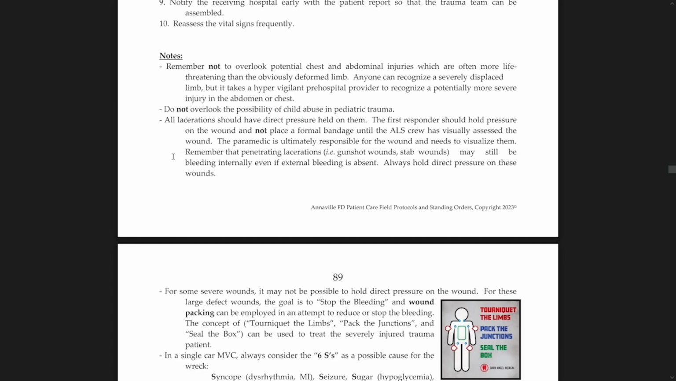The first responder should hold pressure onto the wound and not place a formal bandage until the ALS crew has visually assessed the wound. The paramedic is ultimately responsible for the wound and needs to visualize them. Remember that penetrating lacerations, i.e. gunshot wounds and stab wounds, may still be bleeding internally, even if external bleeding is absent. Always hold direct pressure on these wounds.